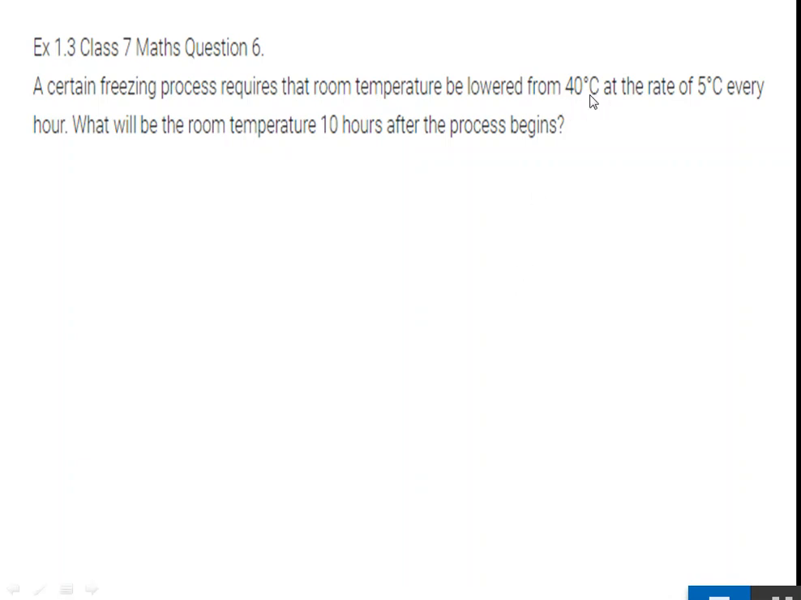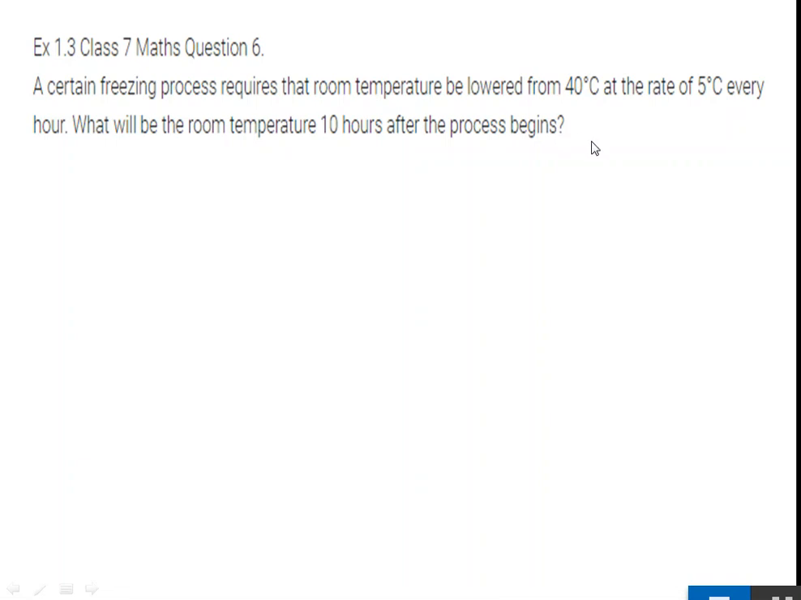The initial temperature is 40 degrees Celsius and in every hour it is decreased by 5 degrees Celsius. In the beginning, I told you decrease is denoted by negative integers. What will be the room temperature 10 hours after the process begins?